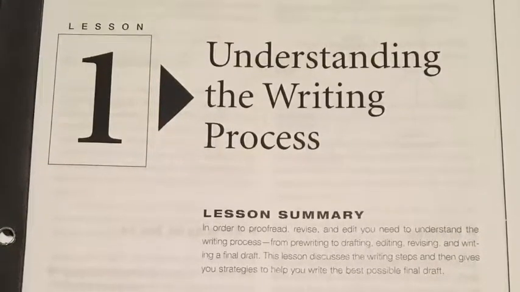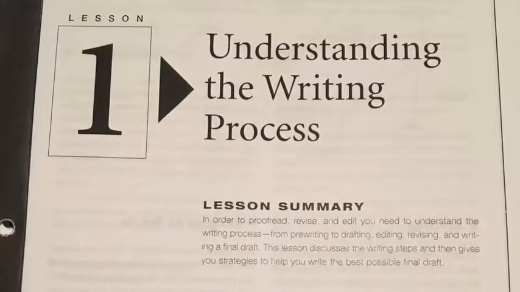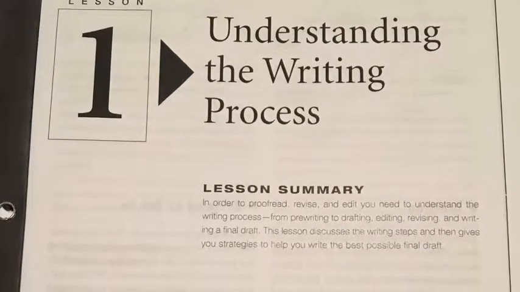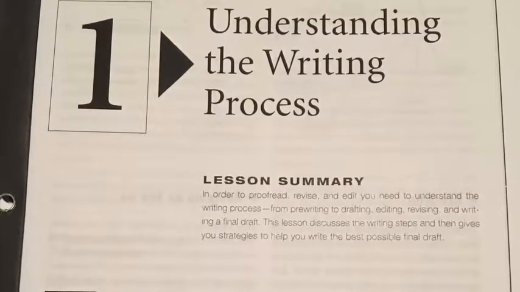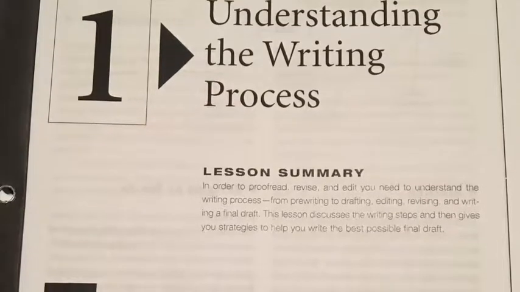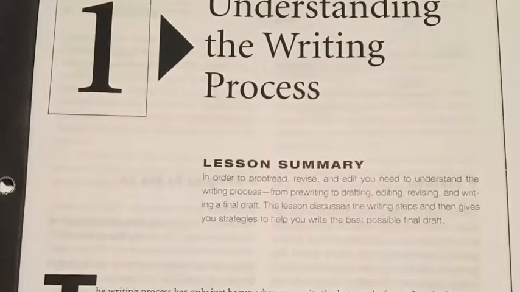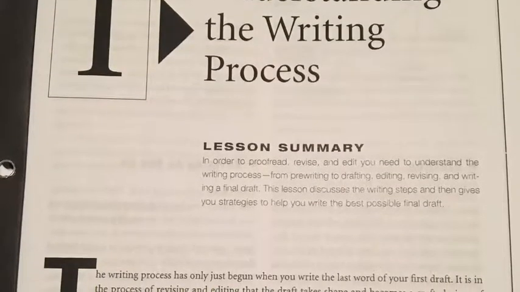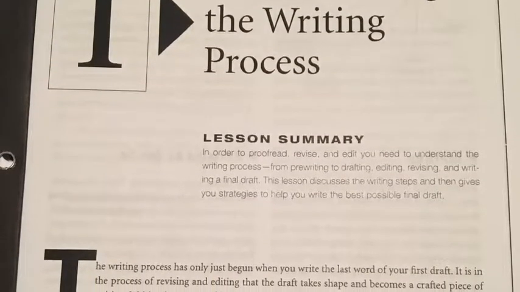Lesson 1. Understanding the writing process. Lesson summary. In order to proofread, revise, and edit, you need to understand the writing process. From pre-writing to drafting, editing, revising, and writing a final draft. This lesson discusses the writing steps and then gives you strategies to help you write the best possible final draft.